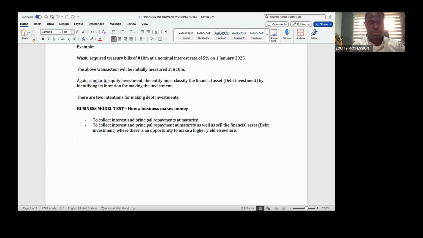And the second one is contractual cash flow tests. And what is here is that there is a contract that backs up the business model. Let me call it like that. That backs up the business model, either of the business models.